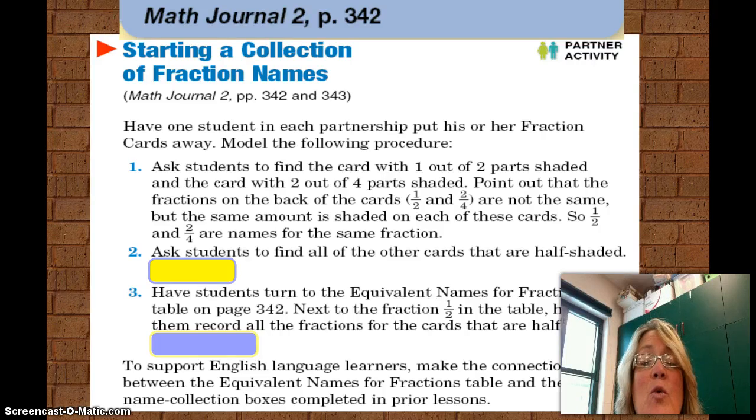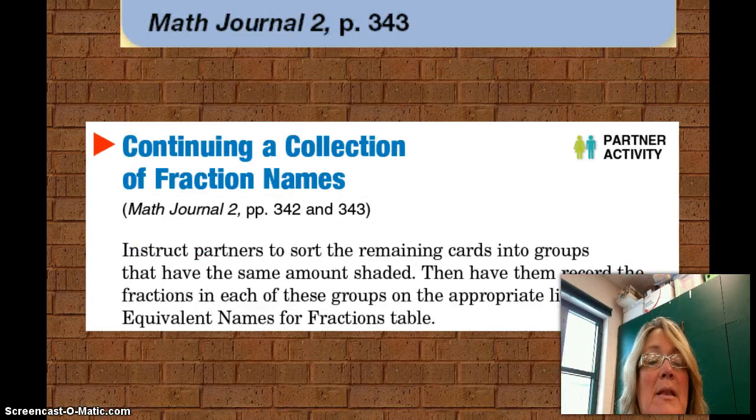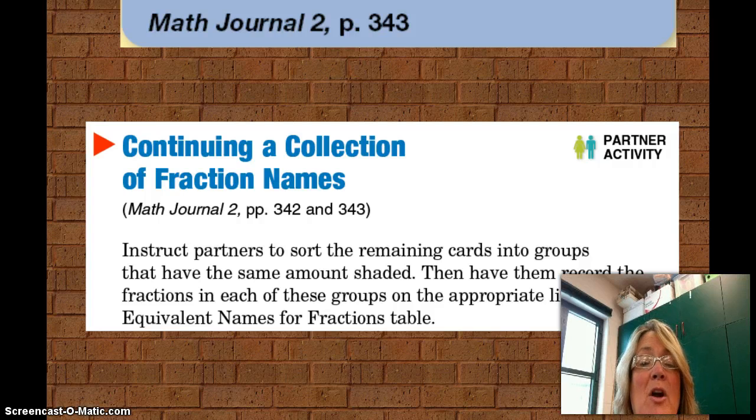Then I want you to turn to the equivalent names for fractions table on page 342. Next to the fraction 1/2 in the table, you need to record all the fractions for the cards that are shaded halfway. Sort the remaining cards into groups that have the same amount shaded, and then record those fractions in each of the groups on the appropriate lines in the equivalent names for those fractions. These are pages 342 and 343 in your math journal.